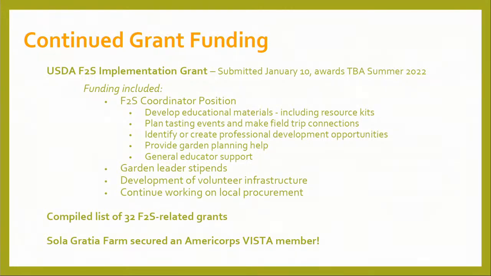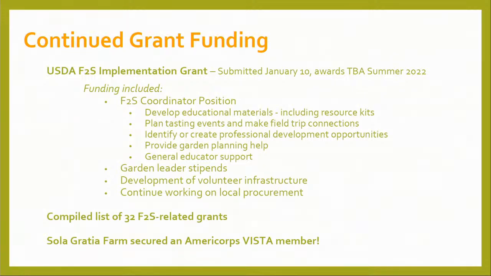for a fall start. That person would be developing educational materials, curriculum kits, helping us plan events, providing garden planning help, and identifying additional professional development opportunities within the farm to school program. We also asked for money for garden leader stipends for all of the teachers that are leading garden efforts at each of the schools, because that work has been happening unfunded for a long time, and that's what we heard through our steering committee from teachers is they want to keep doing this, but it's really hard to if they don't have the financial support. So this grant would fund them. We also would be developing a volunteer program and continuing to work on local procurement for dining services.